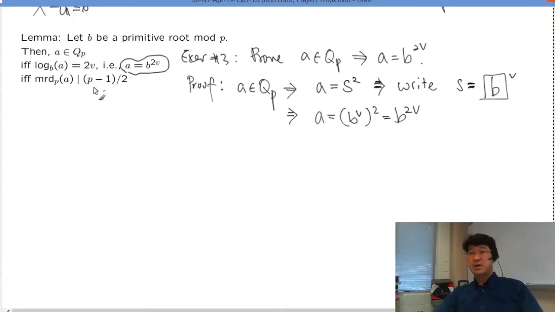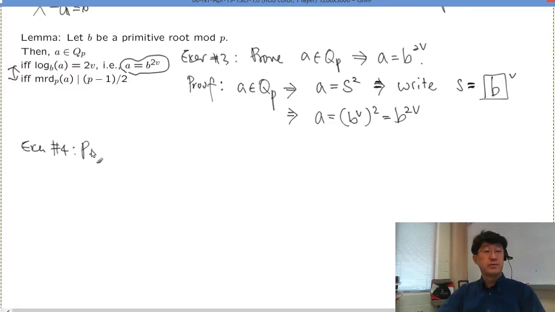Let's look at the next statement. We're connecting the order of a dividing p minus 1 over 2. 2 is the quadratic residue. But I listed it like this so that connecting this one is a lot easier, right? So here is exercise number 4. Prove: if a is b to the 2v, then that means it's a quadratic residue, correct? In that case, the order of a must divide p minus 1 over 2.